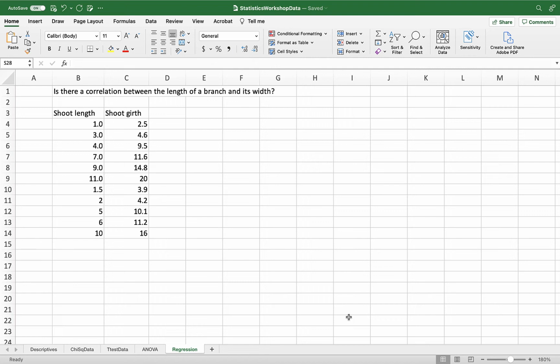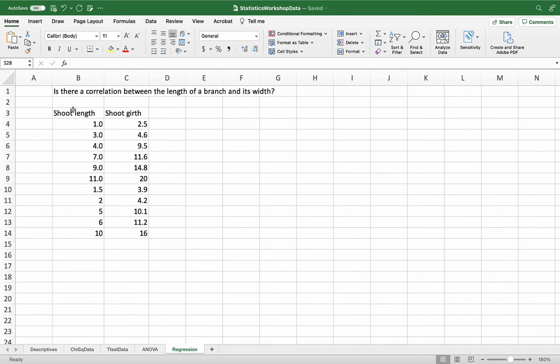In this video, what I'm going to show you is how to do a scatter plot. And we generally use a scatter plot when we're trying to see if there is a correlation between two different variables. So say, for example, we have some plants and we want to determine if there is a correlation between the length of a branch and how wide or what the diameter is of that branch itself.